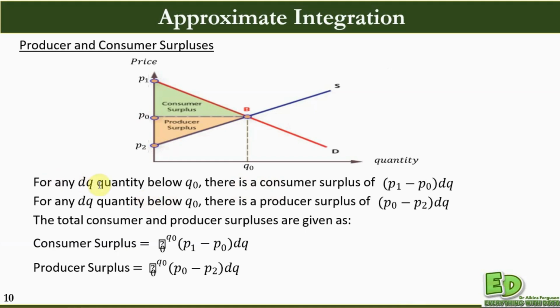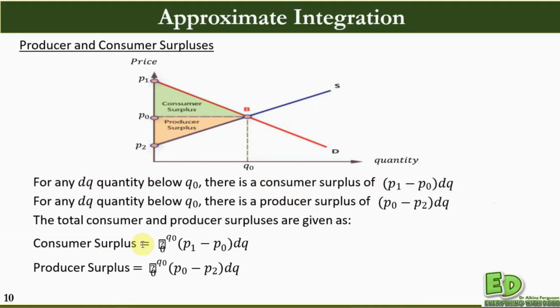So for any quantity below Q0, there is a consumer surplus of P1 to P0. P1 is the demand function, P0 is the initial price. So that's dQ. For any dQ quantity below Q0, there is a producer surplus, that is P0 minus P2, so the initial price minus the supply function.